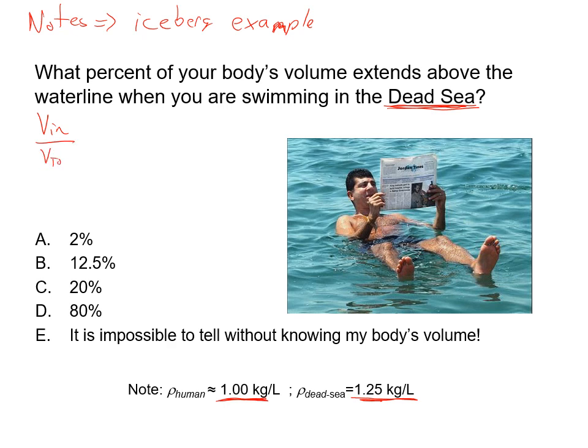And so the density of the human is 1.0 kilograms per liter. The density of the sea is 1.25 kilograms per liter. And that works out to a fraction of 4/5, which is 80%. So the volume of your body that would be in the water is 80%, which means that 20% is out of the water.